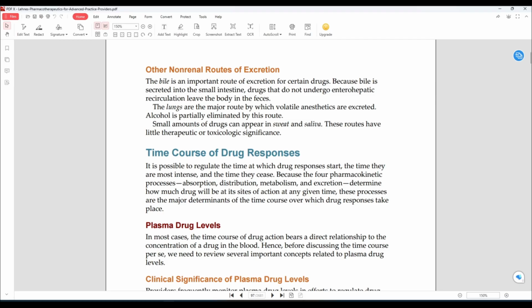Small amounts of drugs can appear in sweat and saliva. These routes have little therapeutic or toxicologic significance.